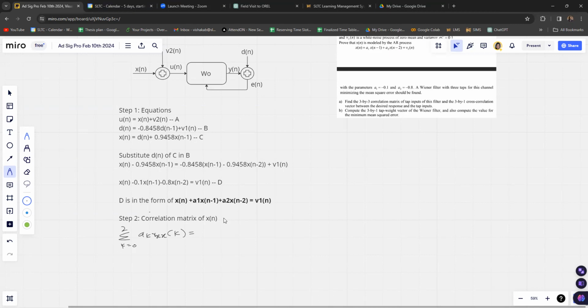We know for a fact that this form that we have obtained about the xn is about the AR process. So this is an AR process. And for this AR process, we can write this equation where the AK values with the RXX values give the variance of V1. For this equation, we can write this relationship, and we can consider this as 1.